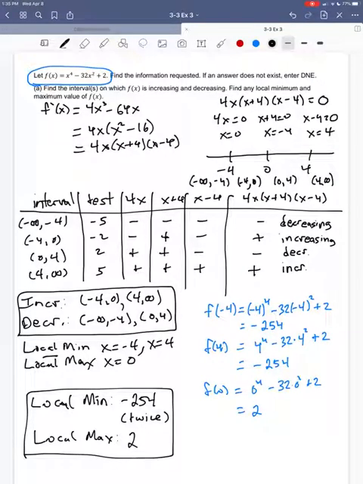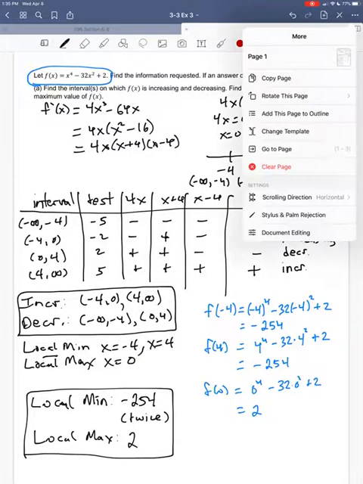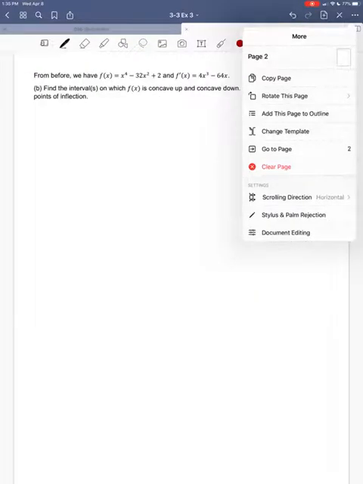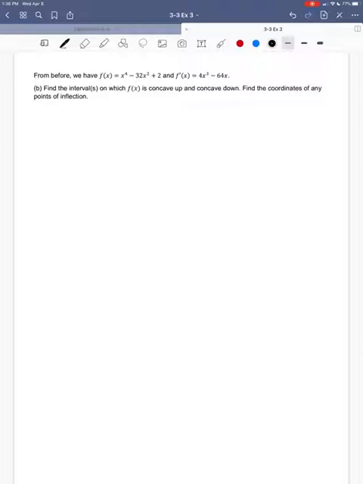So that's part A. I found where it's increasing and decreasing. I found the local minimum and maximum values. Now, if I go to the next page here, we're supposed to find where the function is concave up or concave down. So to do that, concavity is based on the second derivative. I need to know where the second derivative is positive and where the second derivative is negative.